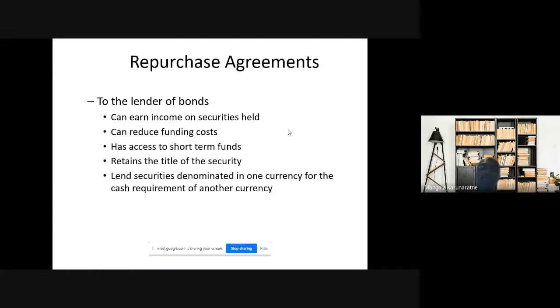Then the security is denominated in one currency for the cash requirement of another currency, right? Now here we don't find this, but in international markets, you can lend securities. You can lend US dollar securities and get cash in sterling pounds, right? So that is also an advantage to the lender of bonds. So these are the benefits for the bonds.